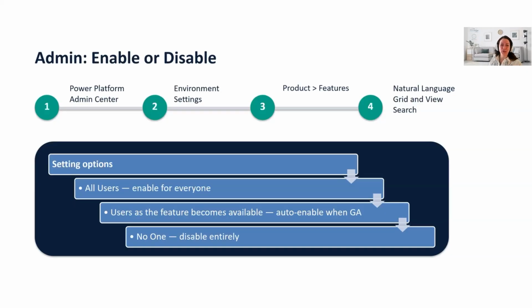Here we are on the steps to enable this if you have not done so already. Admins have straightforward control. In Platform Admin Center, you will go to your specified environment, open those settings, then drop down Product and select Features. Within this page, you will locate the Copilot's natural language grid and view search, and you will toggle that to allow all users and enable that for everyone. By default, it should be on for users as the feature becomes available, and it will auto push out to the general public as Microsoft deploys. This means you have the control to roll this out within your time frame, training and governance based on your organization's readiness.